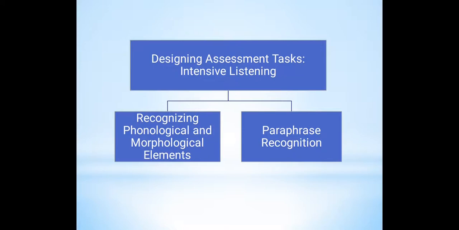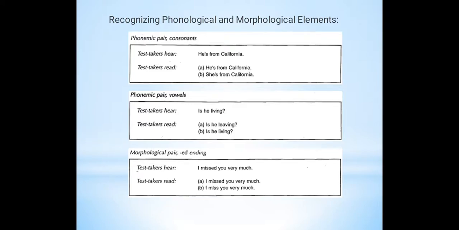A typical form of intensive listening at this level is the assessment of recognition of phonological and morphological elements of language. A classic task gives a spoken stimulus and asks the test takers to identify the stimulus from two or more choices, as in the following two examples, like the first picture and second picture. In both cases above, a minimal phonemic distinction is the target.